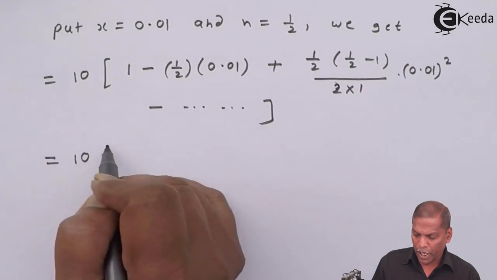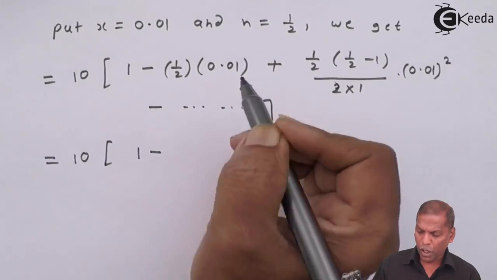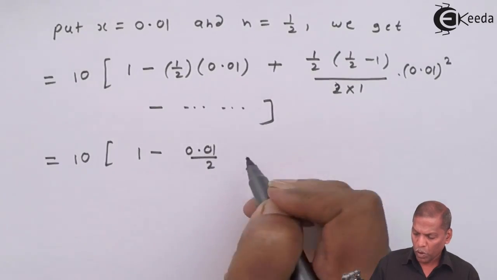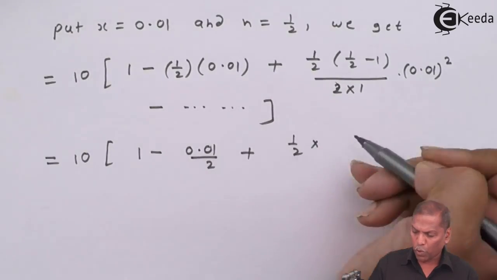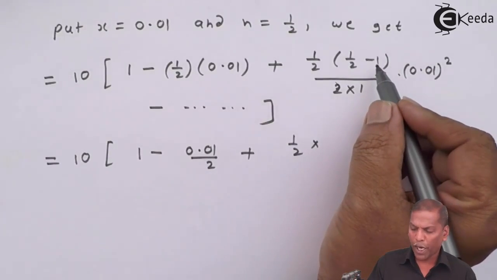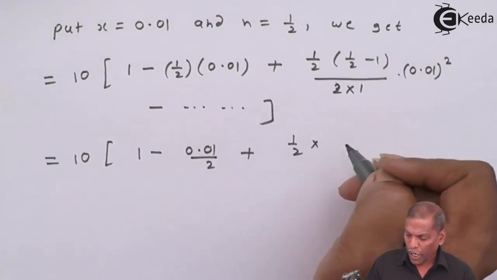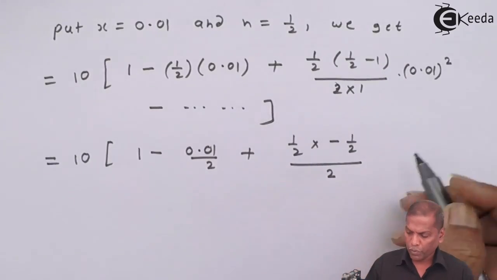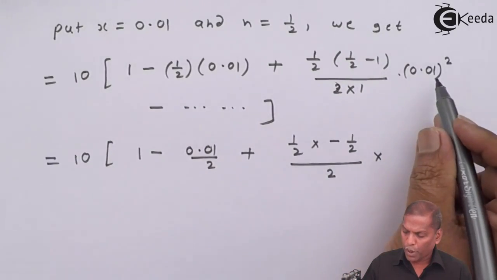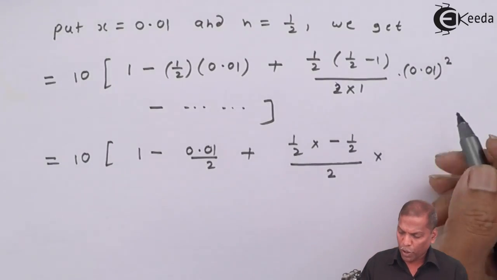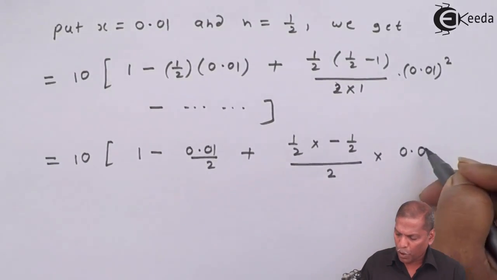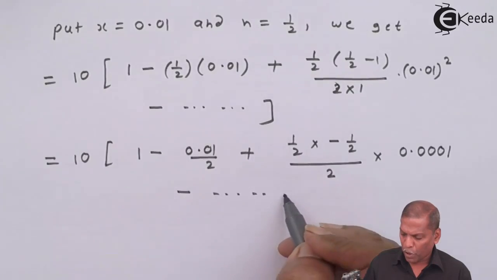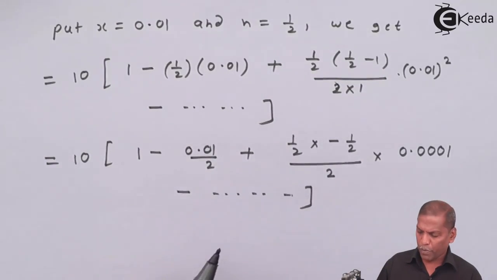So is equal to 10 in bracket 1 minus, now 0.01 divided by 2, then plus 1 by 2 into 1 by 2 minus 1, on cross multiplying gives 1 minus 2 upon 2, that is minus 1 by 2 upon 2 into 1, means 2 into 0.01 bracket square, so that gives us 0.0001, and then minus, it is going on, finally square bracket is completed.